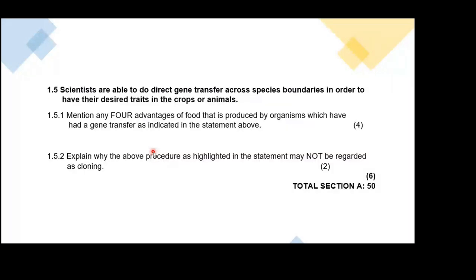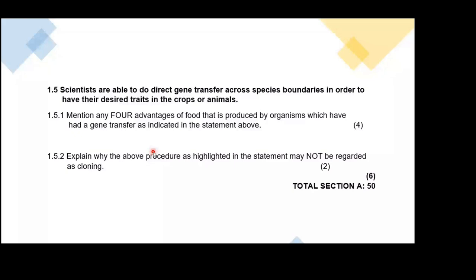1.5, here it has to do with gene transfer. It says scientists are able to do direct gene transfer across species in order to have the desired trait. 1.5.1, you must mention 4 advantages of food that is produced by organisms which has a gene transfer. So we're talking about GMOs there, and you would have learned in class, you have better crop production, bigger fruit, seedless fruit, etc. Any 4 of those, that was quite simple as well.